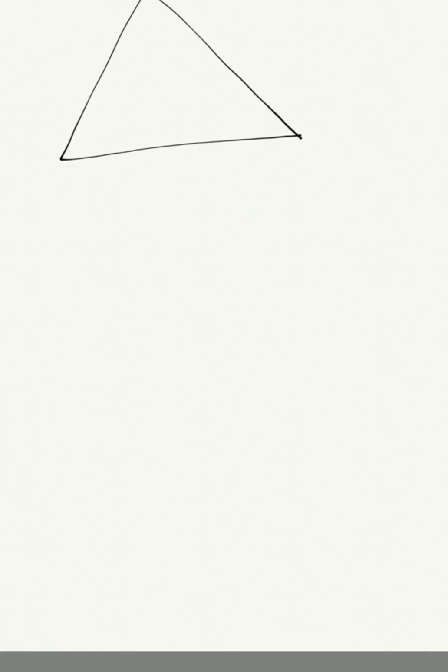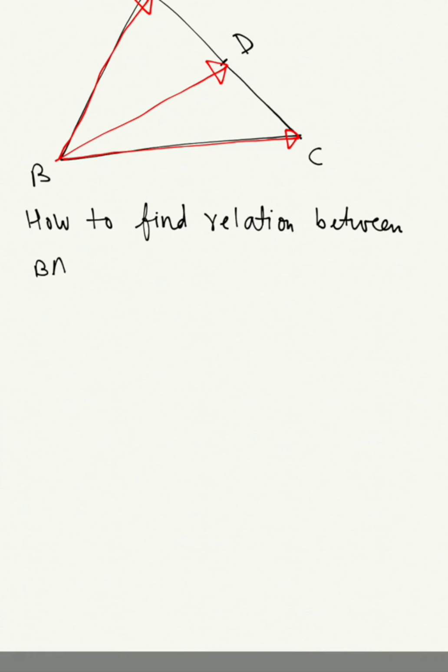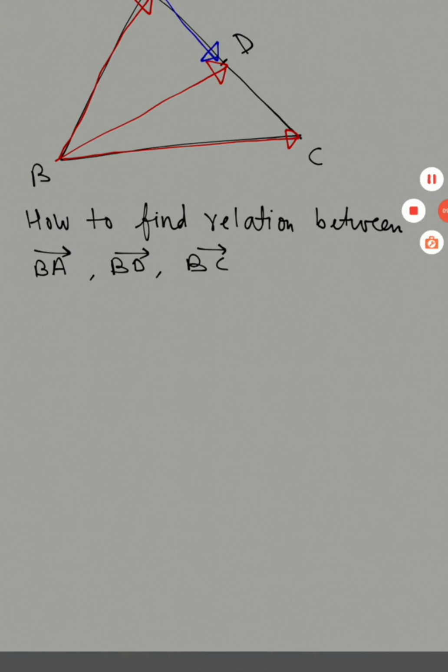Let's draw another triangle. Now here the corners are represented as A, B, C, and the midpoint of AC is D. I'm considering three vectors, BA vector, BC vector, and BD vector. The question is how to find the relation between BA vector, BD vector, and BC vector. So to find the answer, we have to consider AD vector and DC vector.